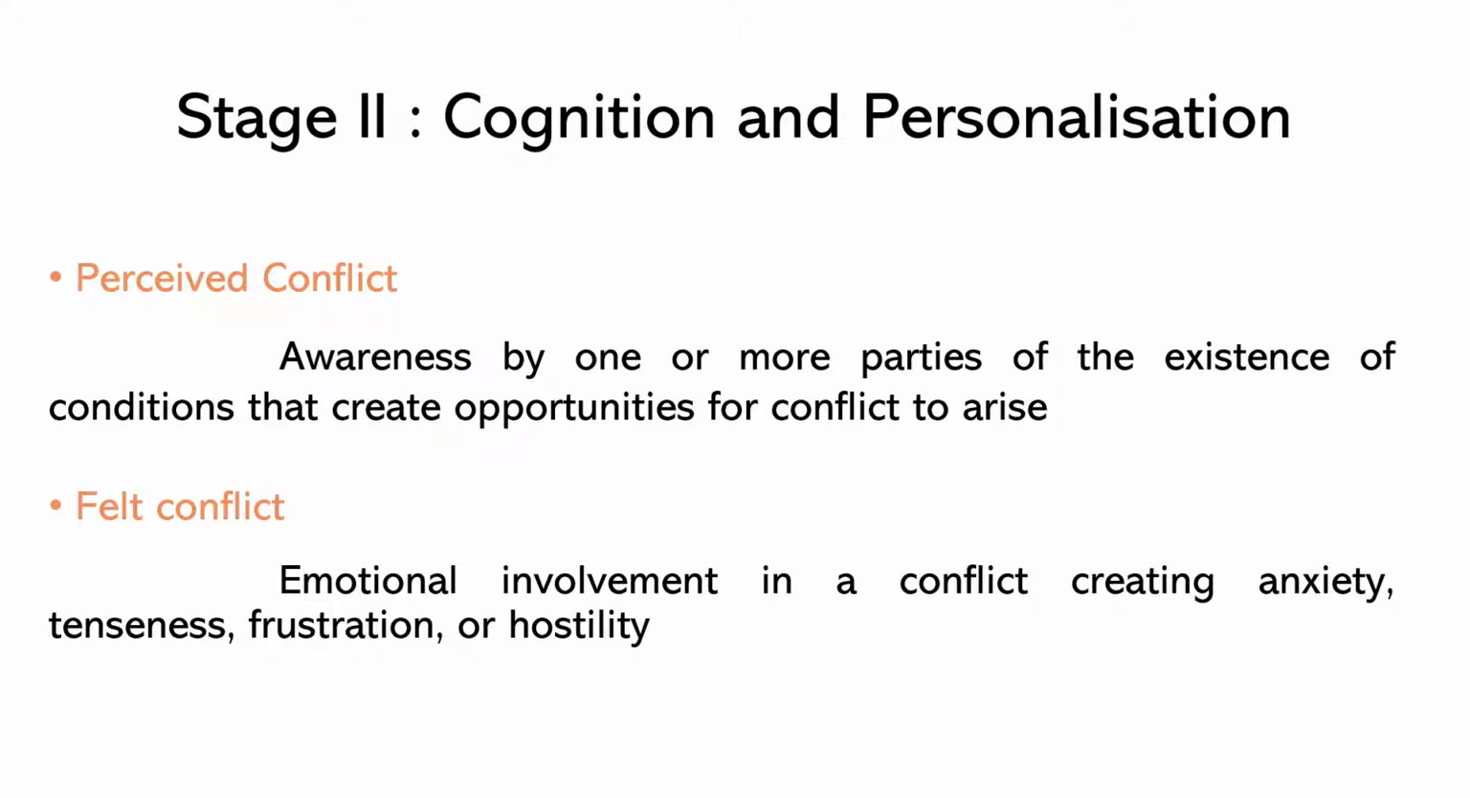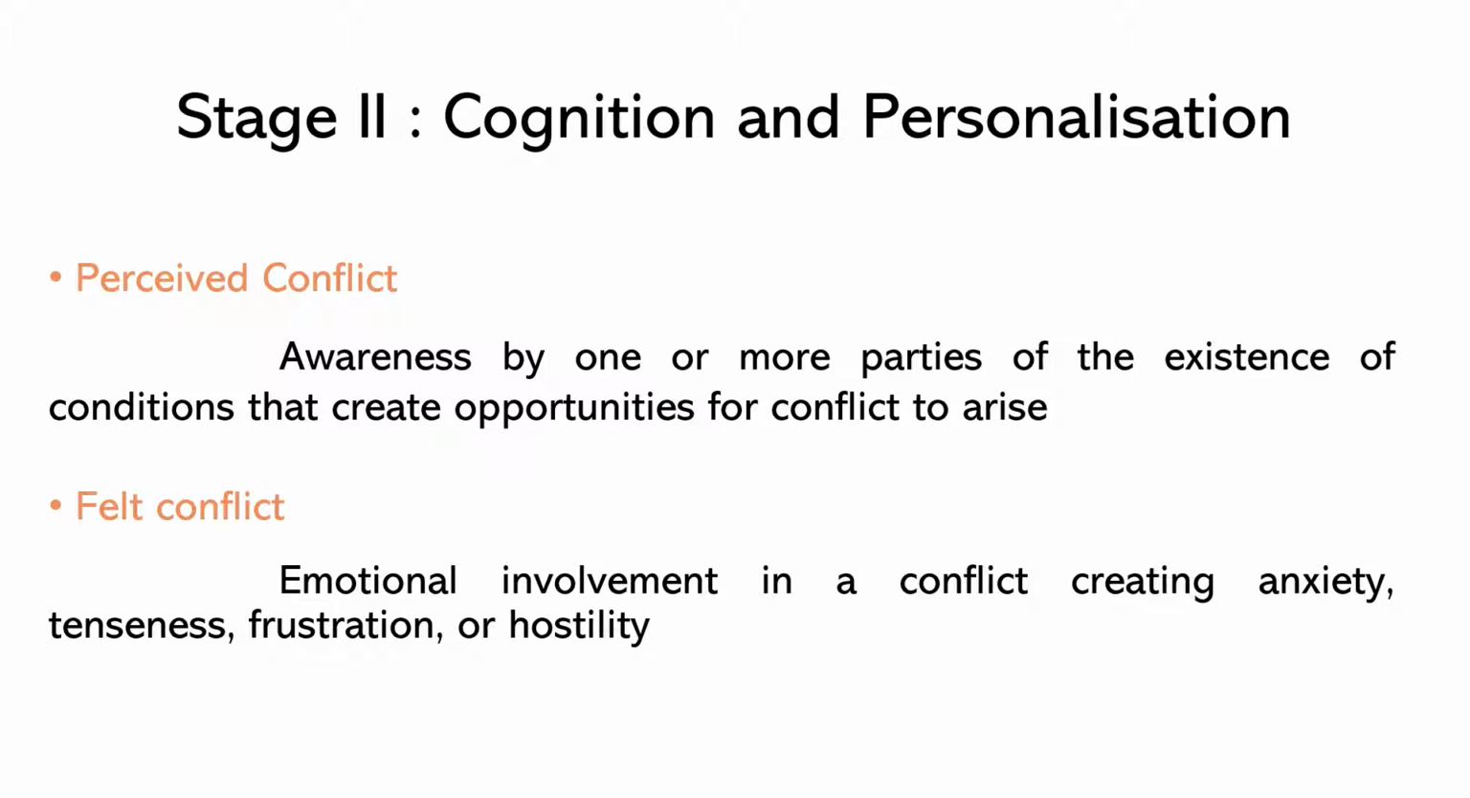First one, perceived conflict. Perceived conflict means you are aware of the conflict that can happen. That is what is given here: awareness by one or more parties of the existence of conditions that create opportunities for conflict to arise. Suppose in a college, you know that if the canteen food is not being served properly, because students are paying fees, a conflict can arise. So that is perceived conflict. The awareness that if this is not being done properly, a conflict can arise.